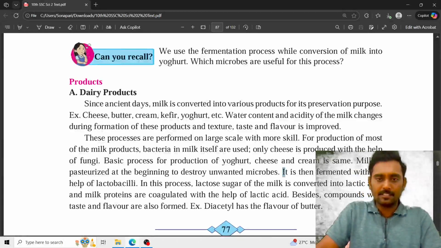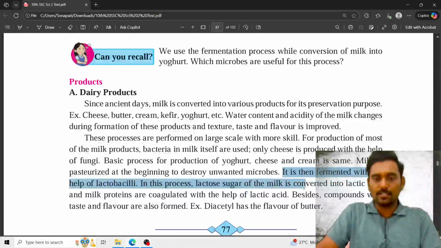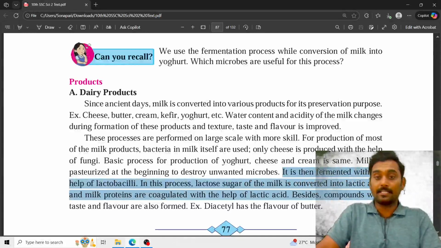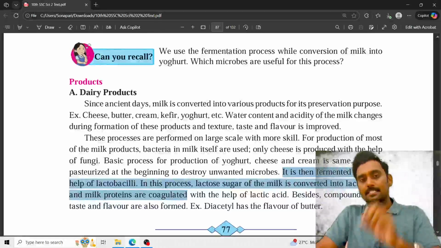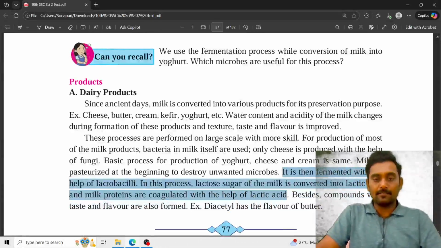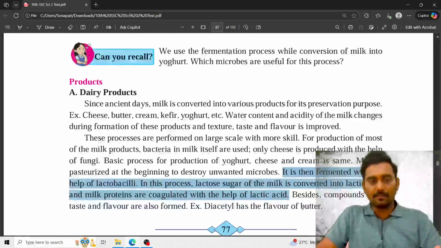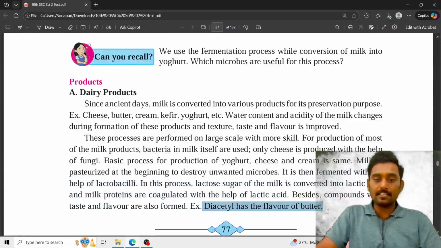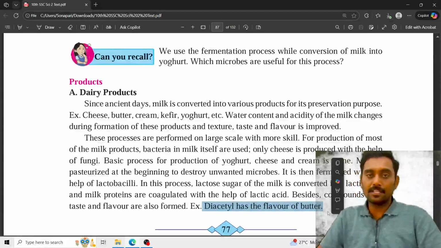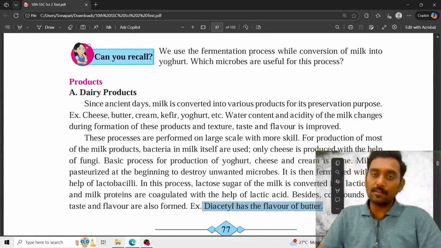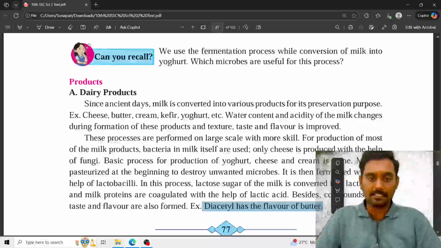Okay, see, the point is here. In this process, the lactose sugar of milk is converted into lactic acid, and the milk protein gets coagulated. Coagulated means small grains are formed due to the lactic acid. Besides, compounds for taste and flavors are also formed. So diacetyl has the flavor of butter. When you consume butter, there is a chemical which gives the typical flavor of butter, that is diacetyl.